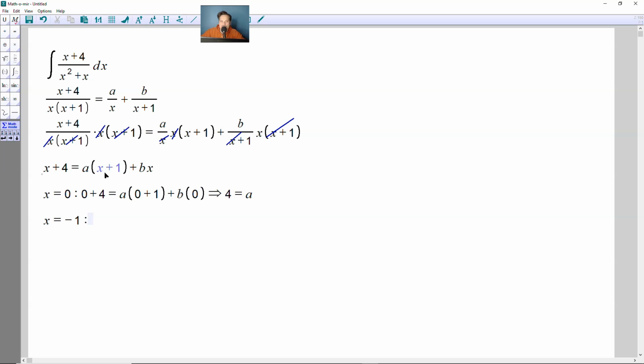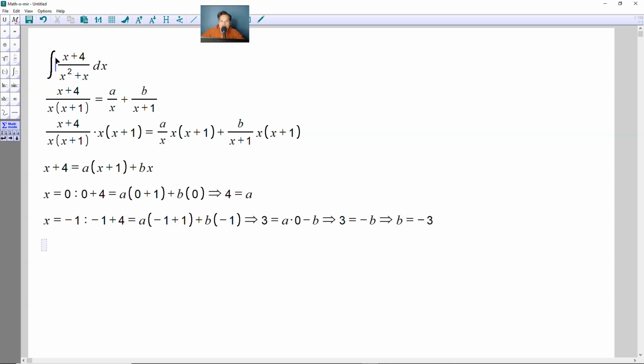For the next one, I'm going to set x equal to -1. Why am I doing that? Because -1 plus 1 here will give me a value of 0. It will make the A go away. So I will have -1 plus 4 is equal to A times -1 plus 1, plus B times -1. Continuing, -1 plus 4 is 3 on the left-hand side. Over here, -1 plus 1 is 0, so it's A times 0 plus B times -1, which is just -B. A times 0 goes away, so that leaves 3 equaling -B. Then you divide both sides by -1, so B is equal to -3.